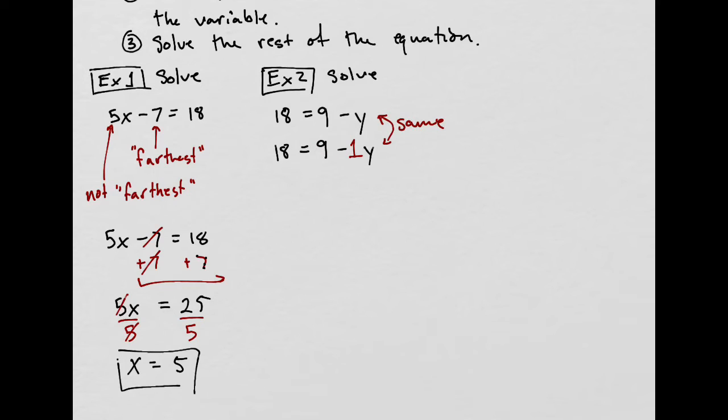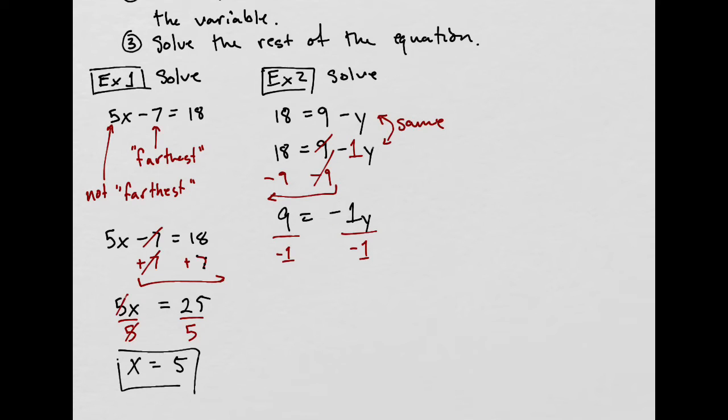We also have to look at the sign of the 9. It's a positive because there's no sign in between here. So it's a positive, so we're going to have to subtract 9 from both sides. So that goes away, and then 18 minus 9 is 9. And then we have minus 1y or negative 1y. And then we're solving. So I will divide by negative 1, divide by negative 1.